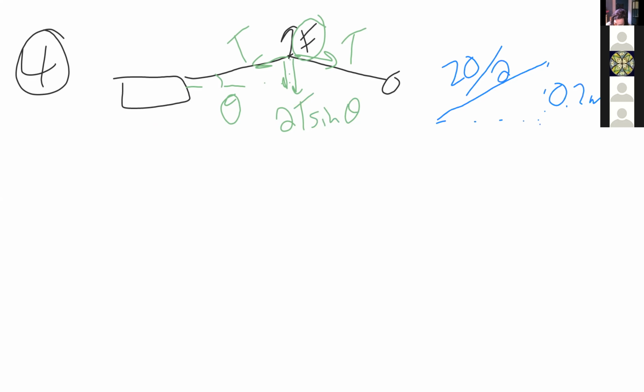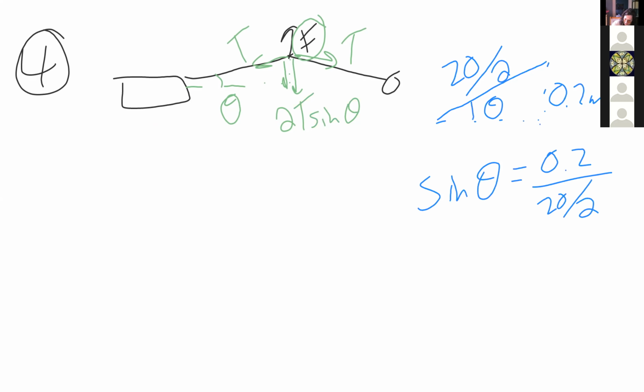Cool, and then we can use these to define that sine of theta. It'll just be the opposite over the hypotenuse, 0.2 over 20 on 2, which will be, my mind is blanking. It's going to be a very small ratio, 0.4 on 20, which is 0.04 on 2, which is 0.02. I think I just did that right.